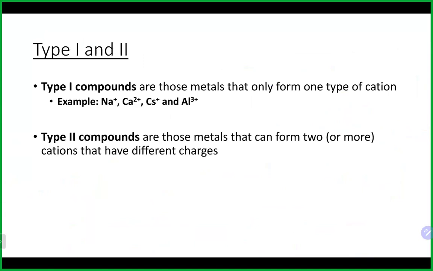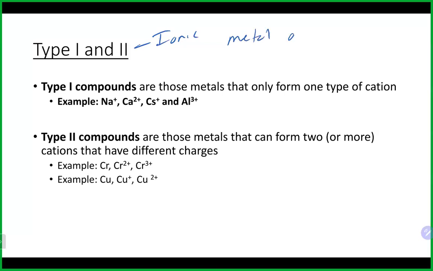Now, let's talk about type 1 and type 2 compounds and what the difference is. As I mentioned before, these are ionic compounds, which means it is a metal and a nonmetal coming together. And as I mentioned, if a metal is involved, that's what's going to determine how you're going to name this compound. The decision you have to make is: is that metal a type 1 metal or a type 2 metal? Let's talk about what makes something a type 1 metal versus a type 2 metal.